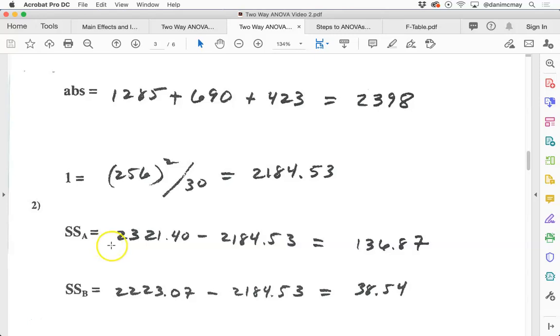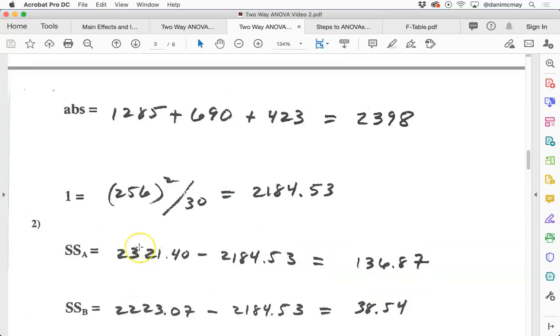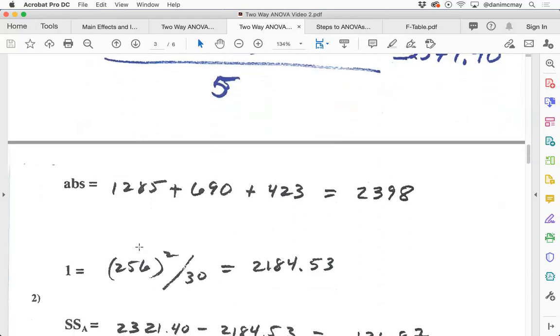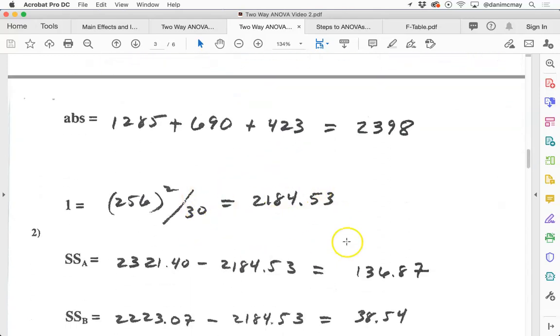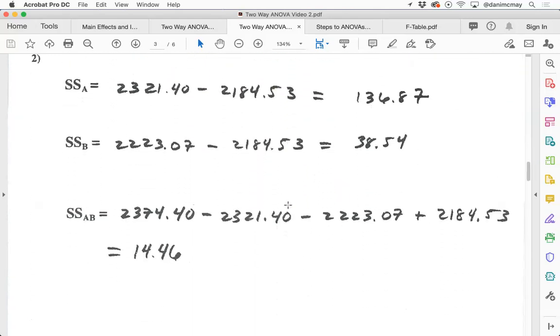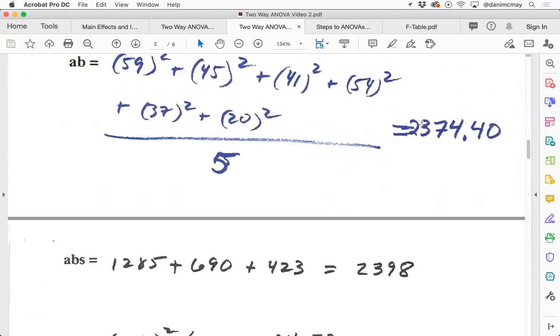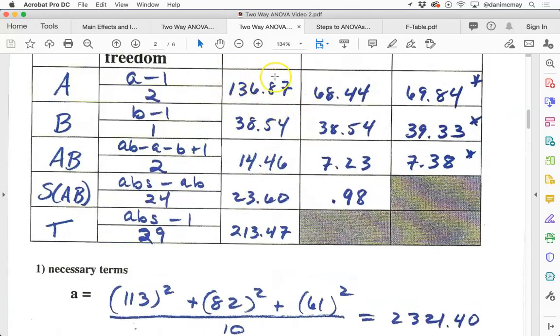Okay, so A minus 1. So our A term was 2321.40, and our 1 term is 2184.53. So you've got 2184.53, 136.87, and that would be what you would put right here.